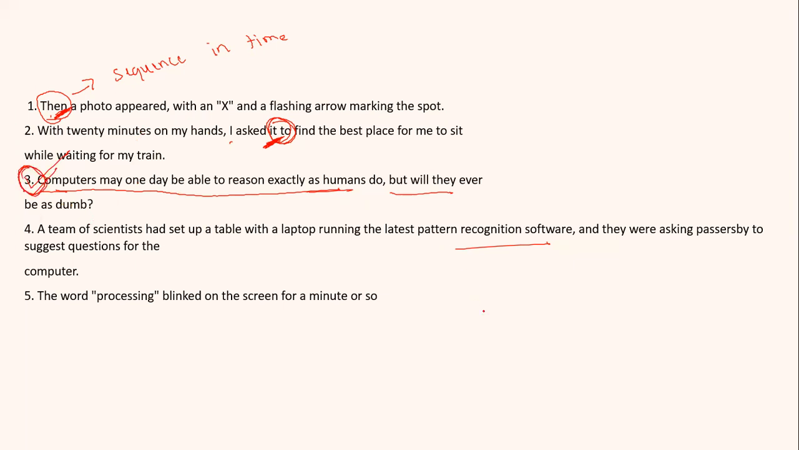The right sequence would have been 4. Scientists asking passersby to ask the question. Then 2. I had the time, and that's why I asked the question, where should I sit? The computer said, I'm processing the information, and then it gave me the spot where I should sit. So if you look how I have solved the questions, I have focused on the pronouns, and I have tried to locate what could have preceded these pronouns. That is what you need to do in odd sentences.